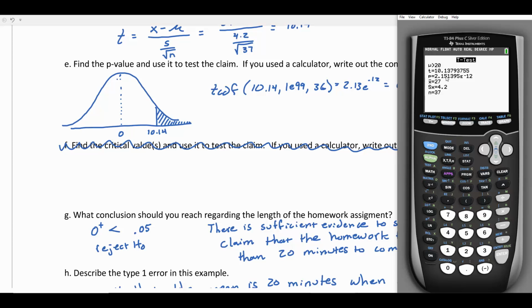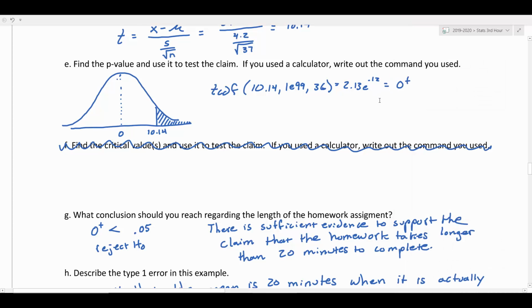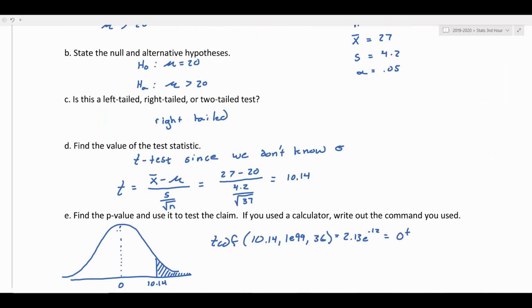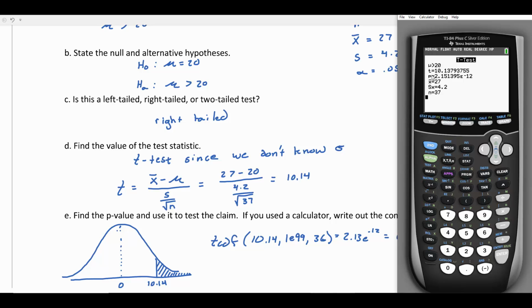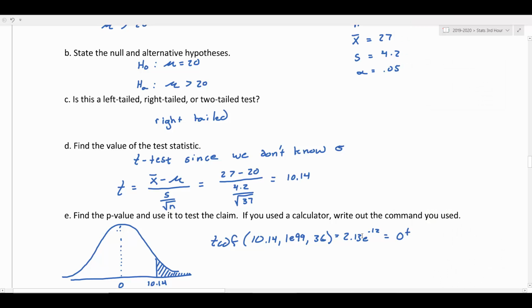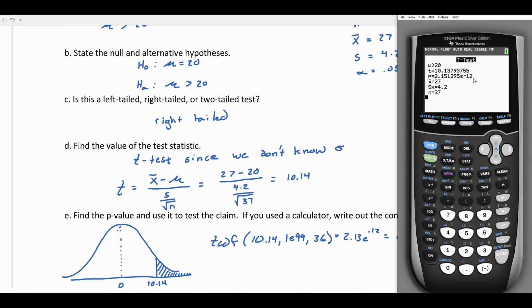So we can kind of compare what we got here. There's our 10.13. So remember, we got 10.14 with a little bit of rounding. So we can compare those, and we got almost the exact same thing. And then there's our p-value, which again, if you compare, we got our 2.13 e to the negative 12. The calculator got 2.15 e to the negative 12. Again, there's slight discrepancy in rounding, which is not too bad there, right? So same results from the calculator, and that's how you run it. That's how you run that t-test there, so you can check yourself at the end of those hypothesis tests.